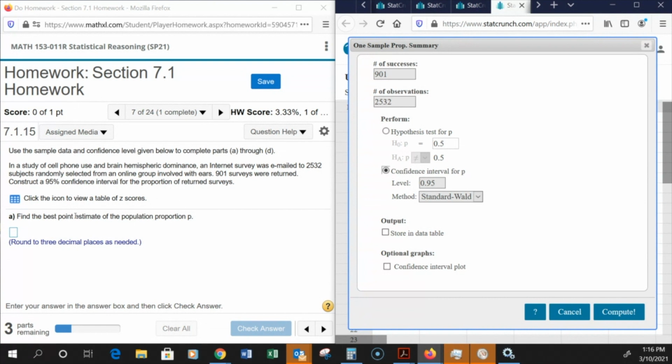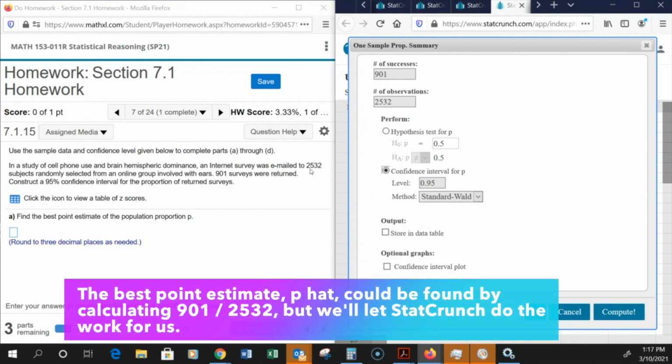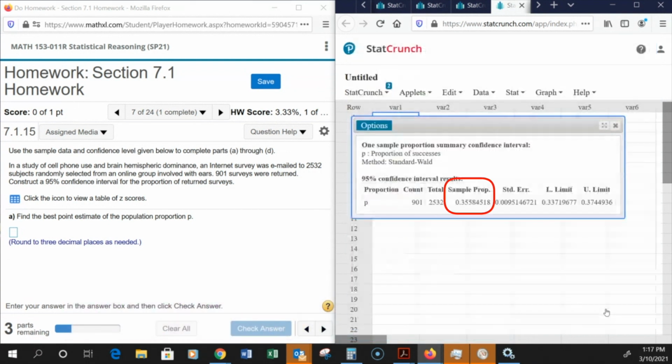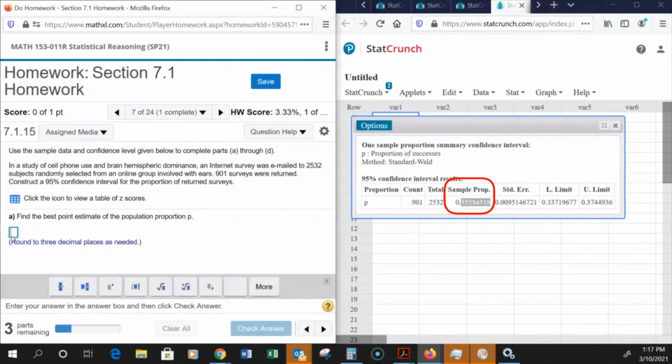Anyway, we want to know the best point estimate. One way to do that would be to use a calculator and divide 901 by 2532. And if you love using a calculator, you can do that. But if you've set this up in StatCrunch, when you compute, it will tell you the sample proportion, the sample prop. This is p hat right there. So just enter it, round it to what they say, 3 decimal places, it's 0.356.